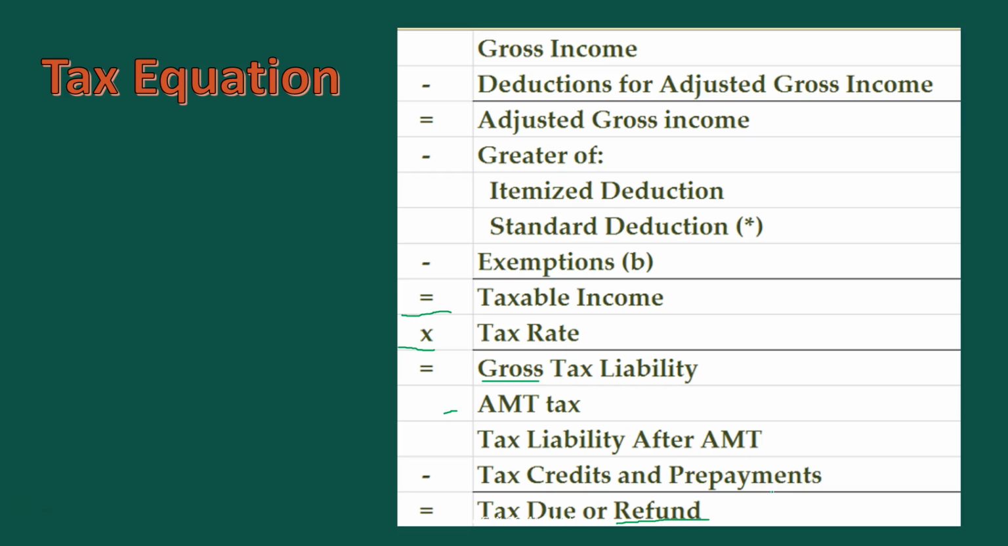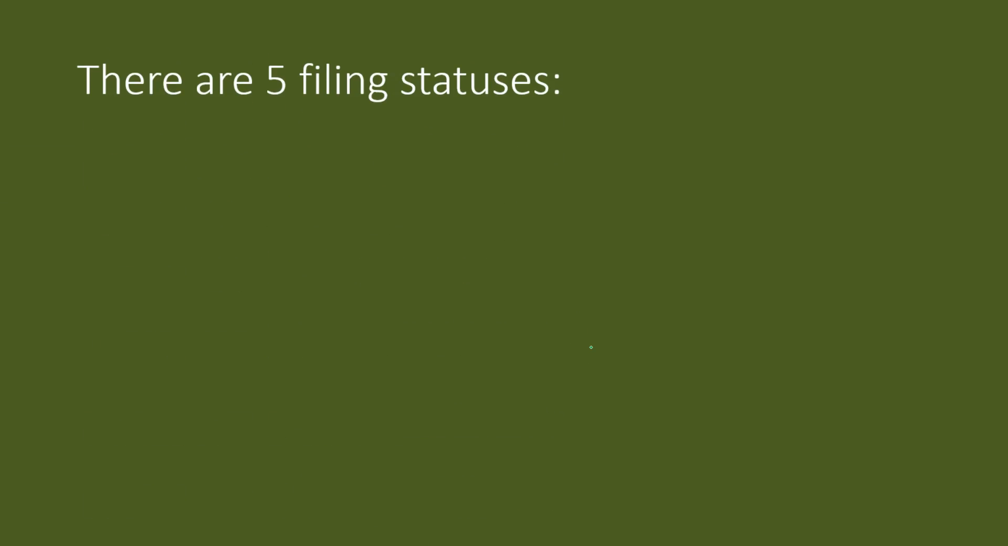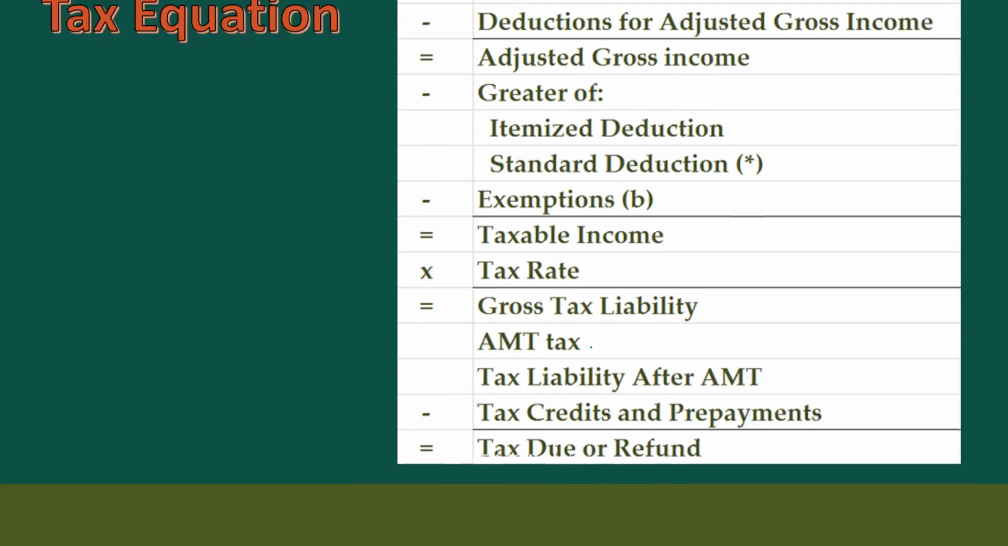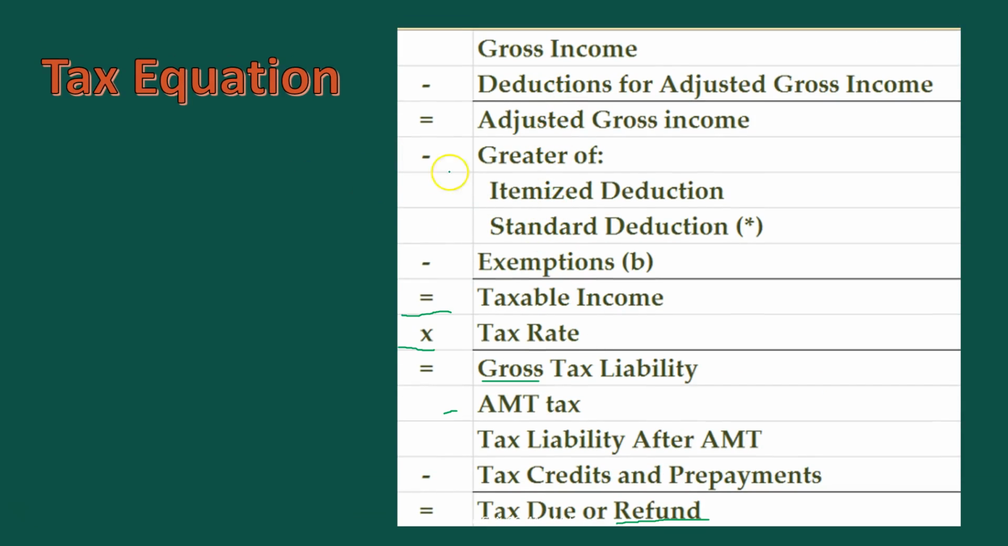Now, the first thing we're going to start looking at is going to be the filing statuses here. You'll notice that there's no filing status on the tax return here, but it is one of the first things that we will take a look at when we actually look at the tax form. It'll be at the top of the tax form. And how does it affect the formula first?